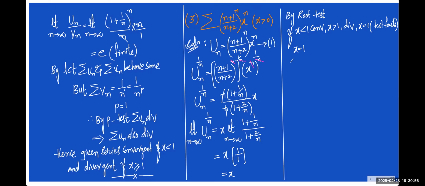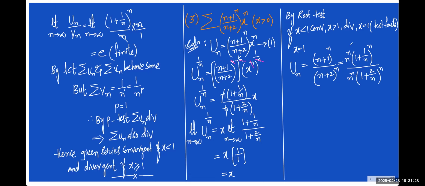So what am I getting as the answer? Un is equal to, if x is 1, we get (n+1) to the power of n divided by (n+1) to the power of n. Can we write like this? Yes, applying numerator and denominator individually. Now taking n common, along with the power it will come out 1 plus 1 by n raised to the power of n. Similarly, denominator also will have the same story, 1 plus 2 by n whole to the power of n. These cancel. Now apply the limit.